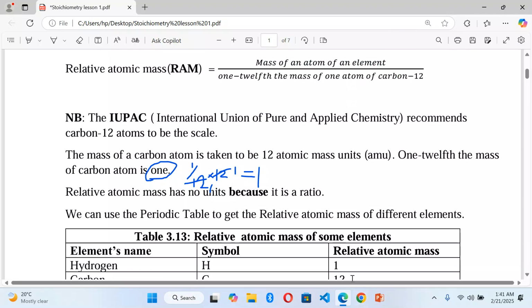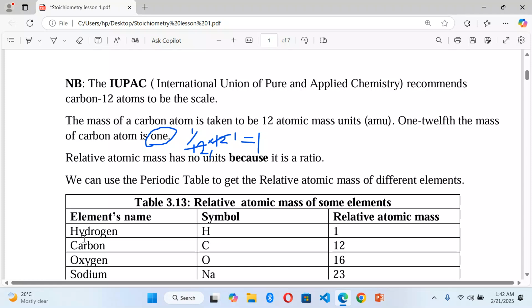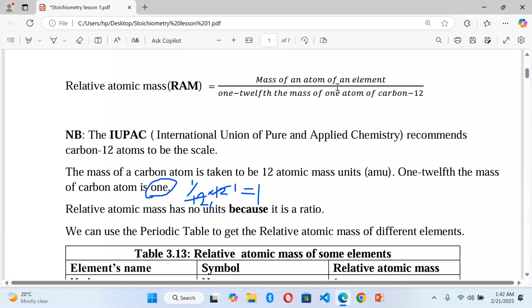So when we go on the periodic table, this is a table that we want to use to determine the relative atomic mass of some elements. The first element we want to talk about is hydrogen with the symbol H. When you go on the periodic table, we find out that its mass is 1. When you substitute in our formula, the mass of hydrogen, which is 1, we divide by 1 over 12 times the mass of one atom of carbon-12, which means we'll be able to get 1. So this denominator is always 1.